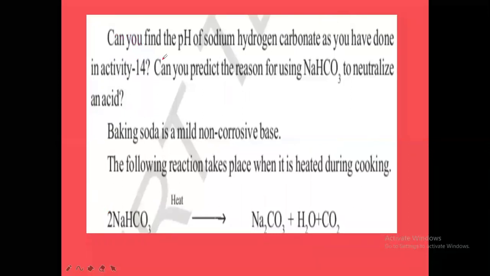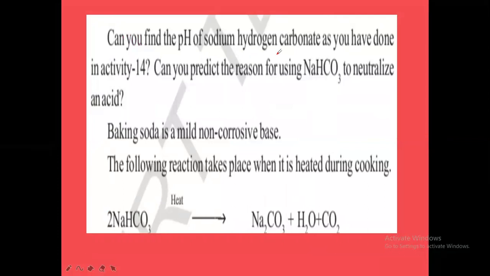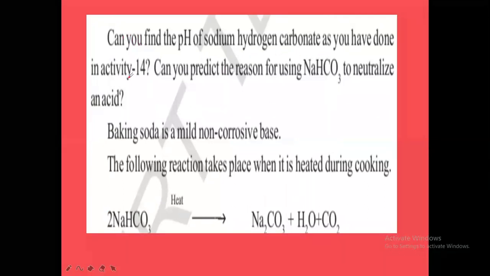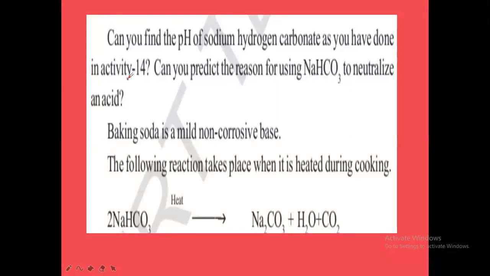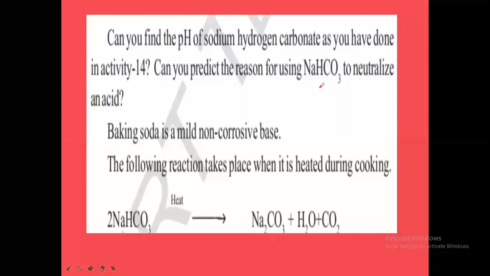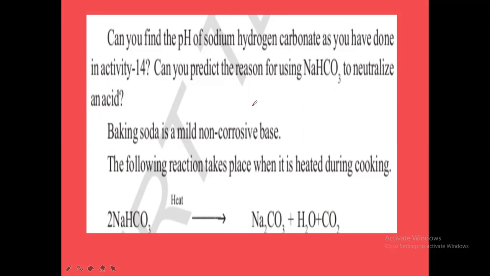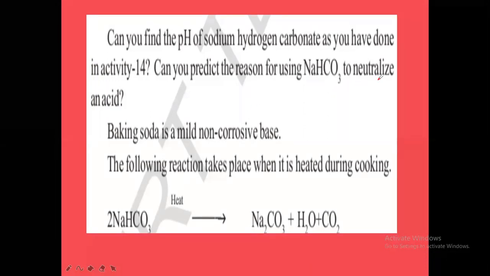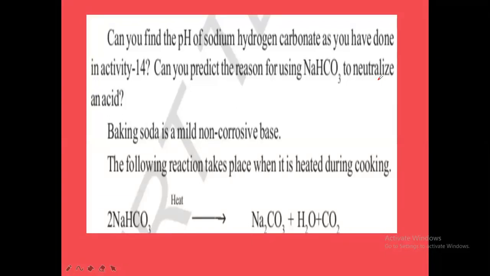Next. Can you find the pH of sodium hydrogen carbonate as we have done in activity 14? By using pH paper, universal indicator paper, we can predict the approximate pH of the given compound. Can you predict the reason for using NaHCO3 to neutralize acid? Which compounds are generally used to neutralize acid? The basic or alkaline substances are used to neutralize acid.